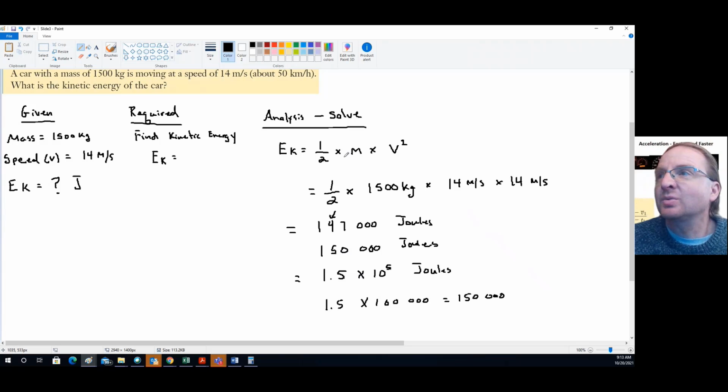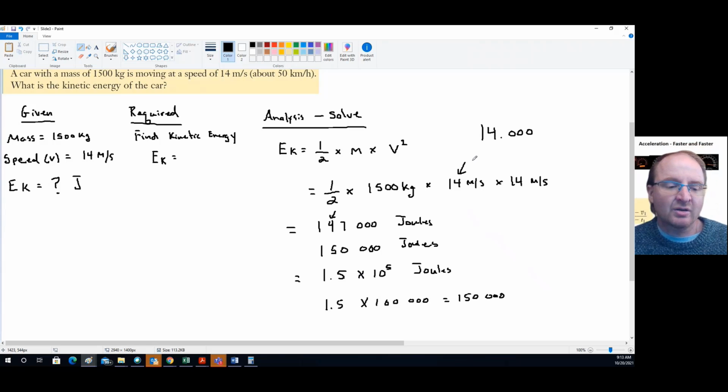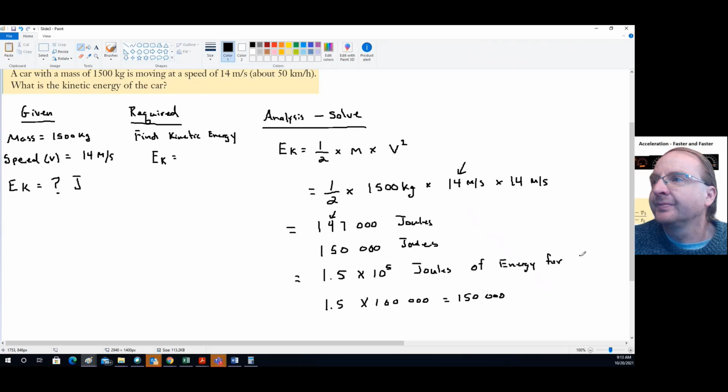There's no way because this was not exactly 14 meters per second. If it was exactly 14 meters per second, there would have been a whole ton of zeros, but there wasn't. So just a reminder what the whole significant digits thing is all about. It is so that we are more accurate in our answers. Joules of energy for the car. Of kinetic. Gotta get that in there, sorry. Kinetic means it's motion.